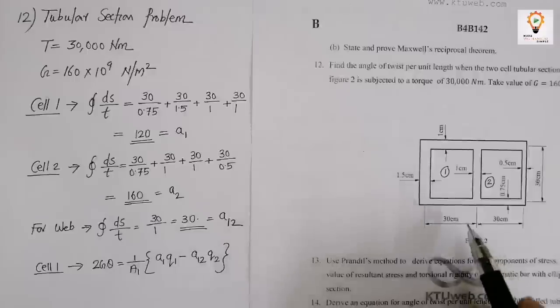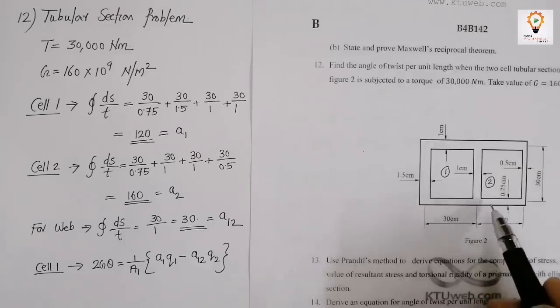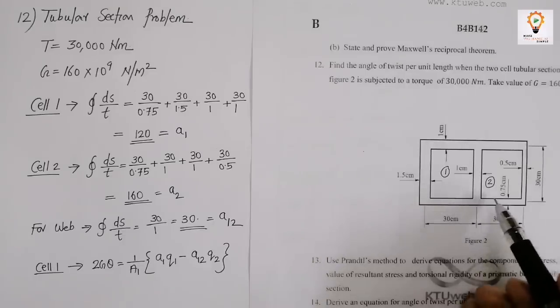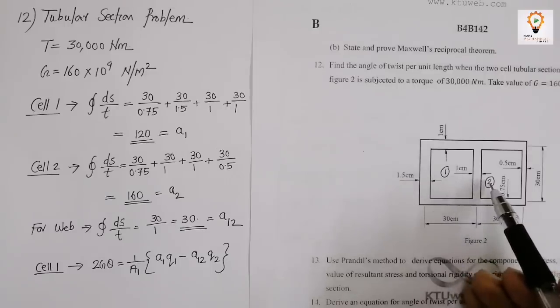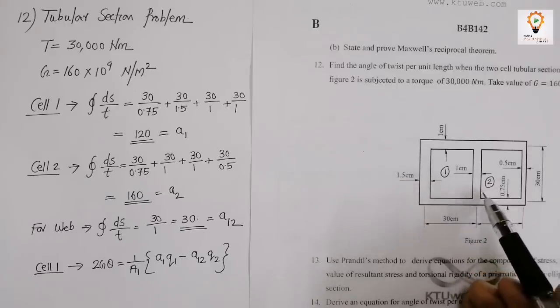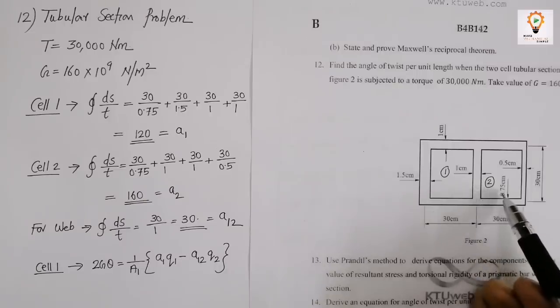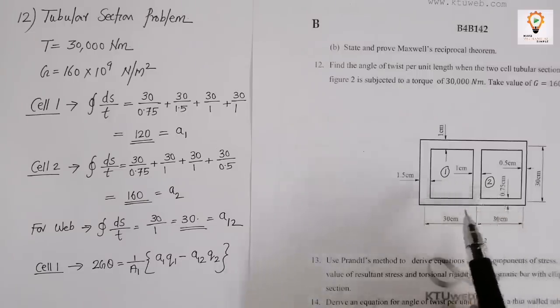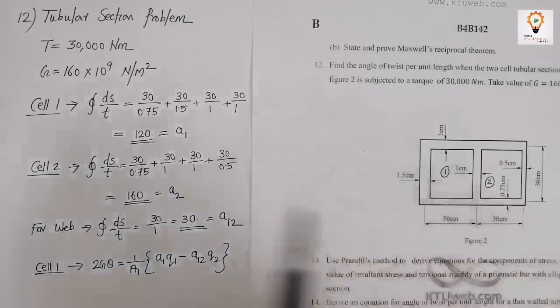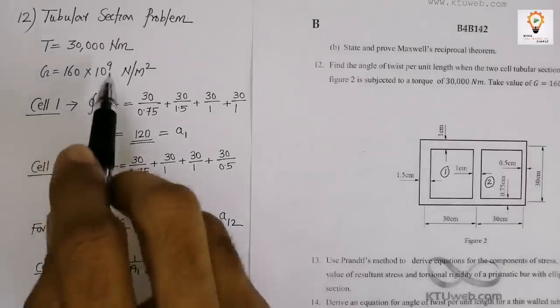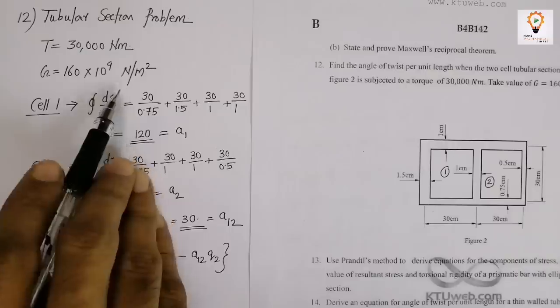Now here is a different problem, from the multiply connected cells, and you are asked to find the angle of twist per unit length when the two tubular sections are connected as shown, and a torque of 30,000 Newton meter is applied, and also the value of G is given. So let us divide this section into two cells, 1 and 2. Given T is equal to 30,000 Newton meter and G is equal to this value.